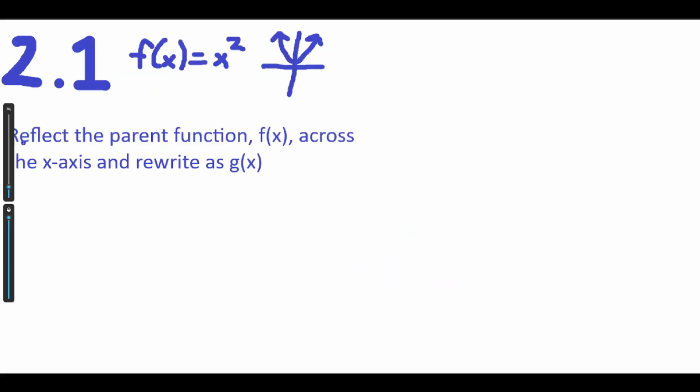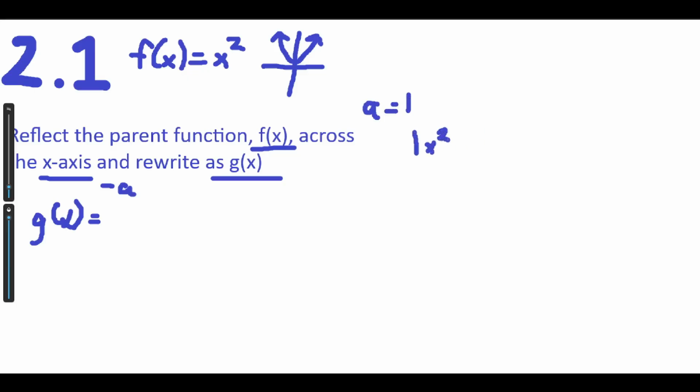Alright, so to start off, we have reflect the parent function f of x across the x-axis and rewrite as g of x. First off, let's just write our g of x. So reflecting across the x-axis, like it said before, is when a is negative. So right now, x squared, that a is technically equal to 1, but we don't see it. So it's technically 1x squared. Now, just to make it negative, we just put a negative out in front. So negative, I'm not going to write the 1, negative x squared. That's all we need to do.